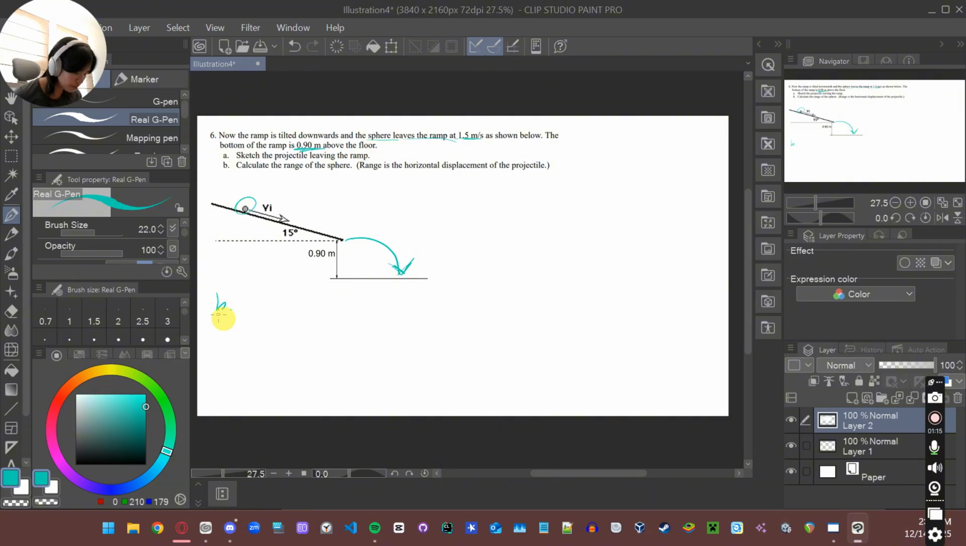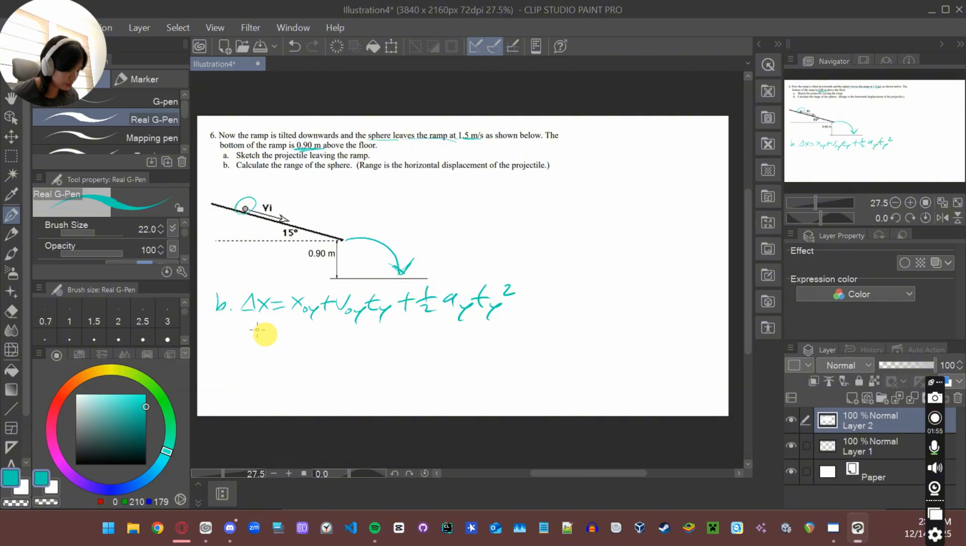That's part A. Now, for part B, to calculate the range of the sphere, we're going to utilize a kinematics equation. We have every single variable. We have initial velocity, initial position. We even have acceleration. What we don't have is time. So, in order to find time, let's use this kinematics equation. We're going to be solving in the y direction because that's where we have our information from. So right now we're going to solve for time with this equation.